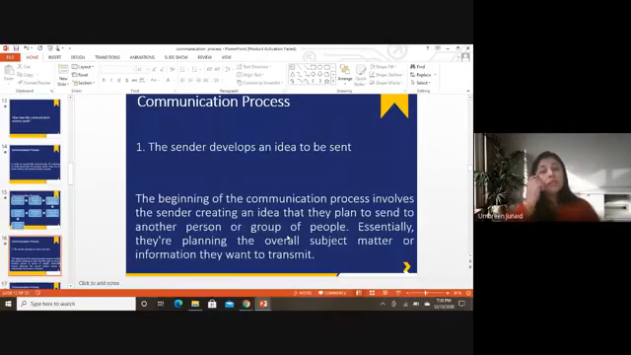The sender develops an idea to be sent. The beginning of the communication process involves the sender creating an idea that they plan to send to another person or group of people. Essentially, they're planning the overall subject matter or information they want to transmit.